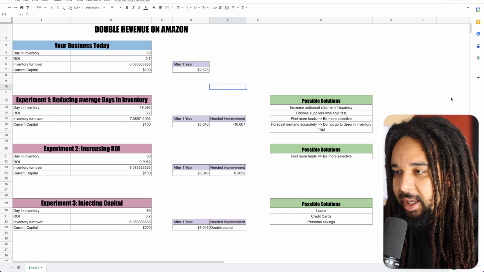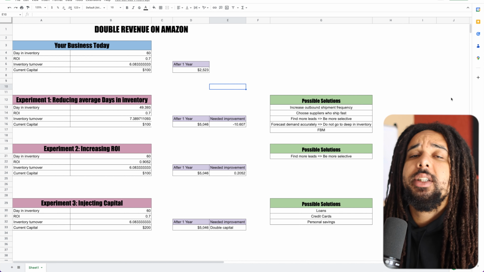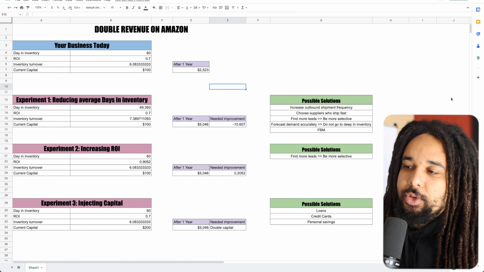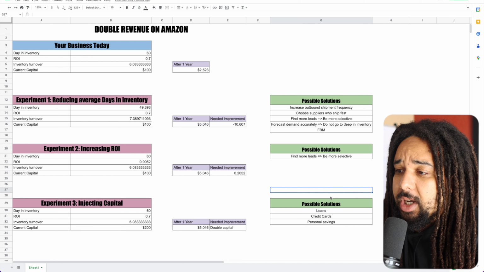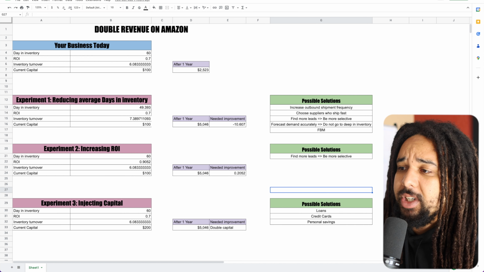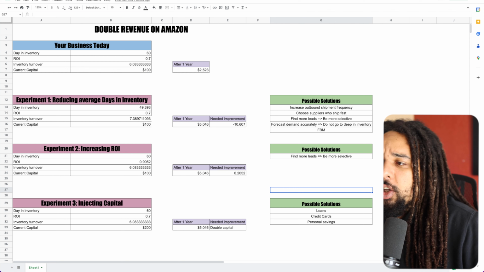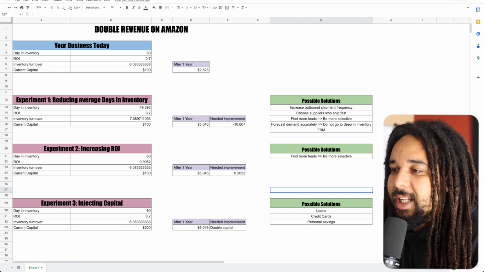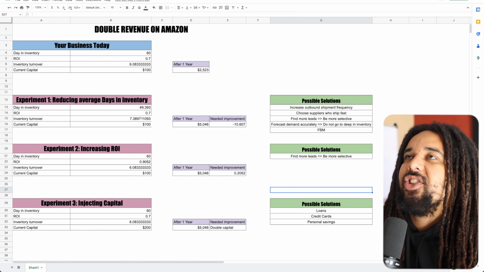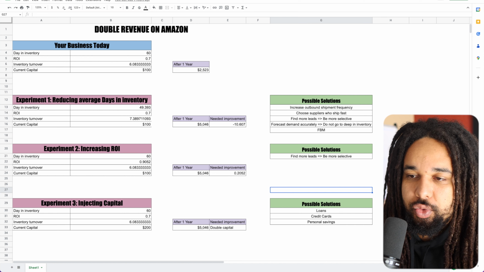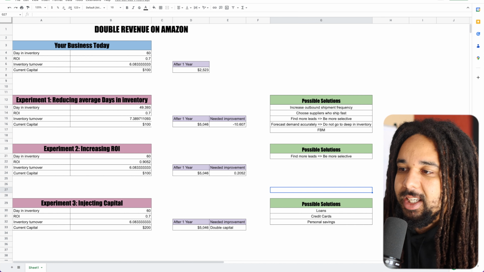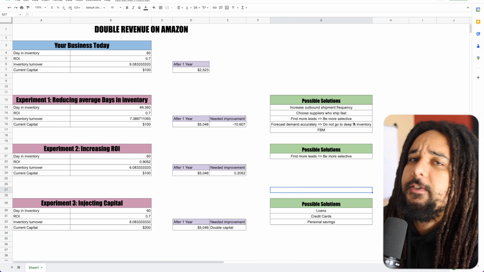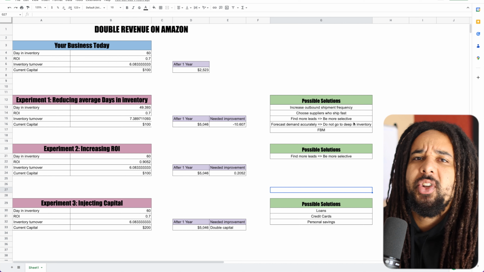So this is actually the level where there's the biggest amount of things that, in my opinion, you can do. So as you saw, guys, on the right, I put possible solutions, things that you can take action on to fix this problem. It's not really a problem, but to take action to reach the same number. So when it comes to reducing average days on inventory, there's actually 1, 2, 3, 4, 5 things that you can do. And I'm going to talk about FBM first.